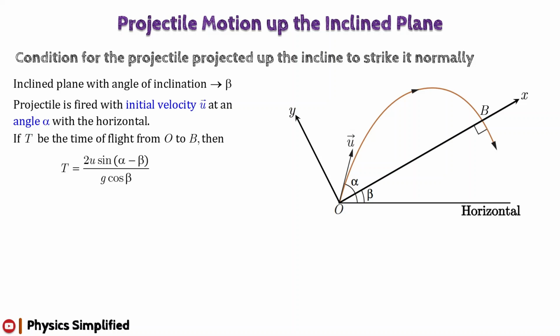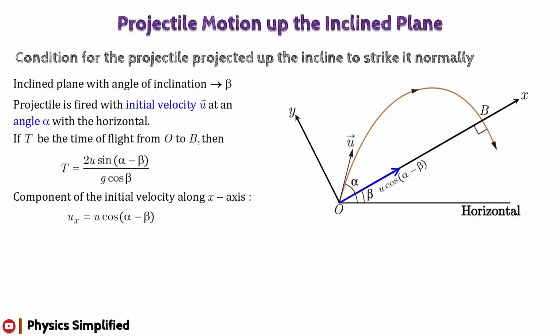Resolving the initial velocity vector of the projectile in two rectangular components, the component of the initial velocity up the incline, that is, along the positive x-axis, is equal to u cos alpha minus beta, where alpha minus beta is the angle made by the initial velocity vector with the inclined plane. Acceleration due to gravity is vertically downwards. So, the component of acceleration down the incline is minus g sine beta, as it is directed towards the negative x-axis.